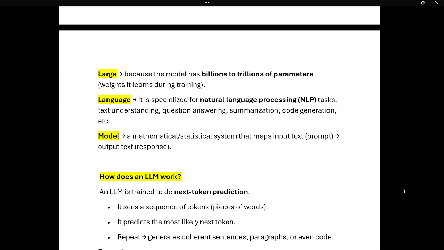Basically, it sees a sequence of tokens, and then it predicts the most likely next token based on their weight value, and then it repeats and generates a coherent sentence, paragraph, or even code. So based on next token finding, it will complete the paragraph, the sentiment, and your question's answer.